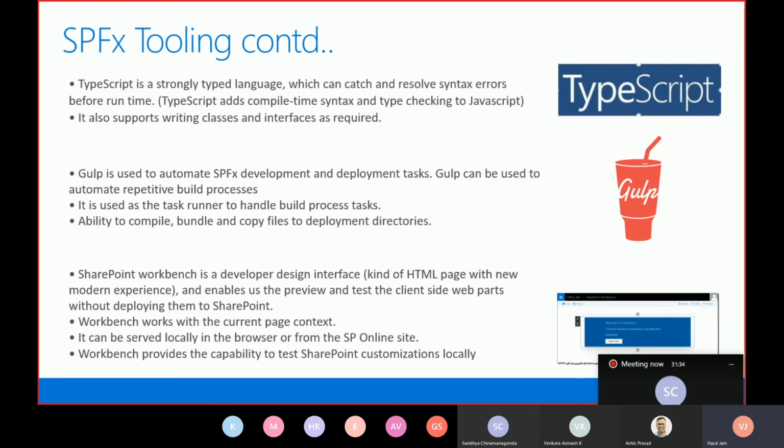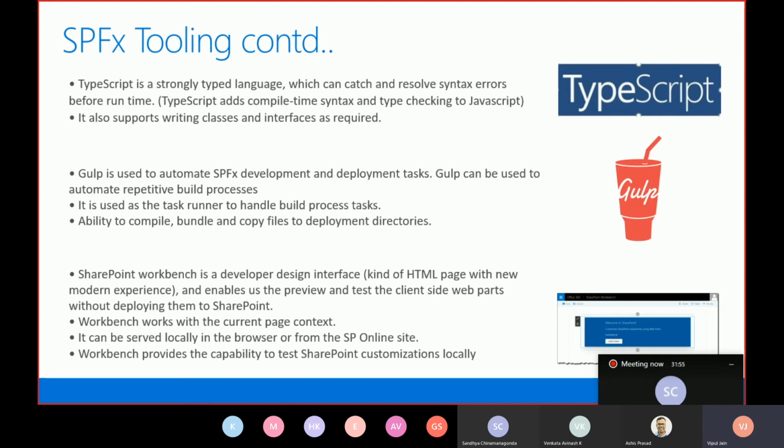Now what is gulp? Gulp is used just to automate the SPFx development, and I will say that it works like a task runner. That's it. So gulp has different tasks with it. I can say gulp clean, I can say gulp serve. All these are different tasks which gulp provides. It is just a task runner kind of thing to handle our build process.